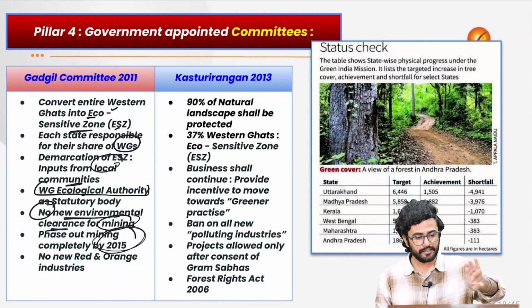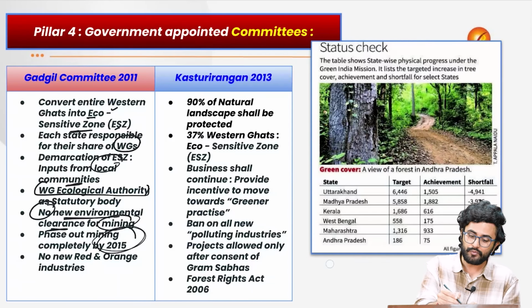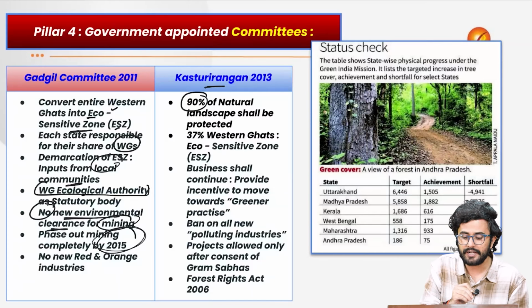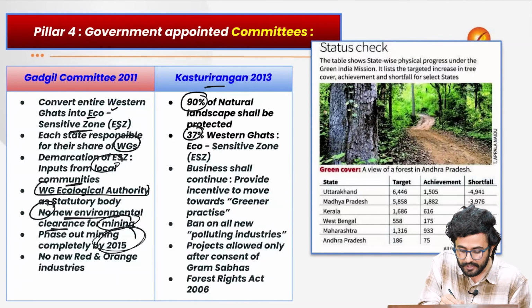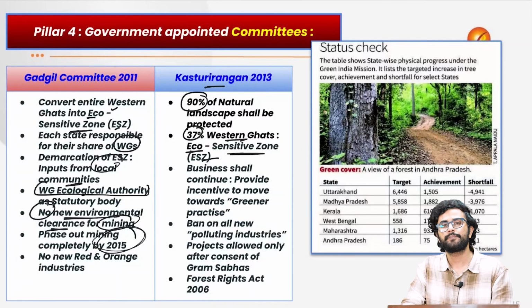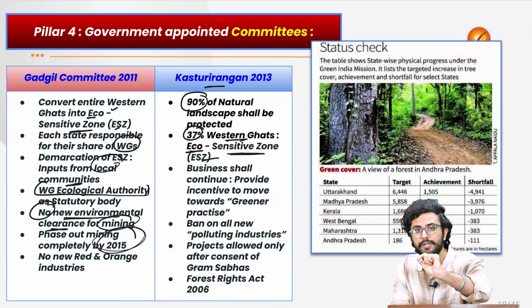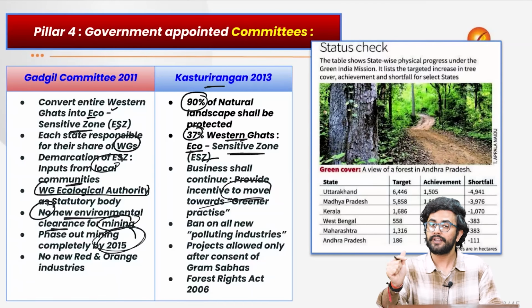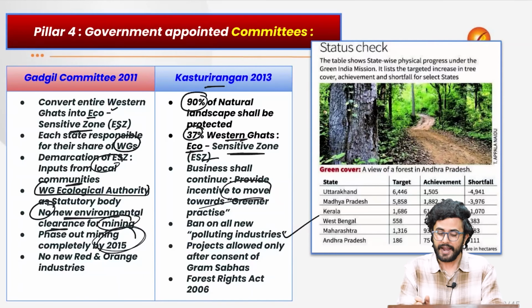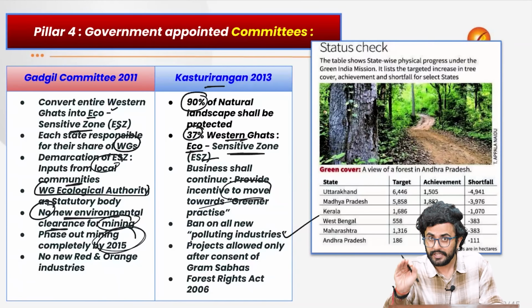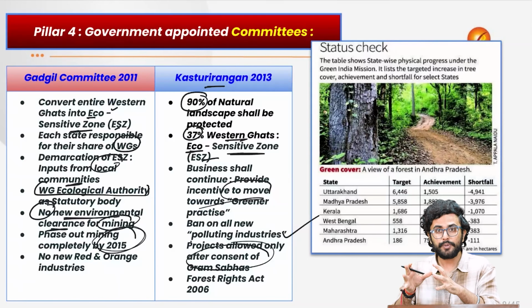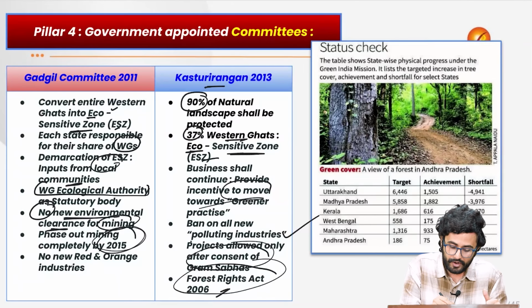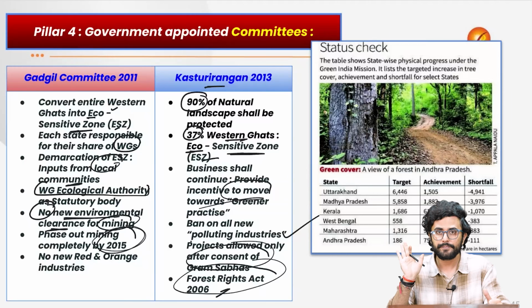So obviously the government rejected the report of the Gadgil committee and appointed another committee, the Kasturirangan committee. The Kasturirangan committee suggested that there shall be preservation of at least 90% of the natural landscape, and we will declare 37% of the Western Ghat as eco-sensitive zone. The business will continue, but the idea is that over a period of time, these businesses shall adopt greener practices. A new polluting industry will not be allowed in the region of the Western Ghat. And the projects which are allowed will be created only after the consent of the Gram Sabha, and the rights of the tribal people already inhabiting this forest region over minor forest produce under the Forest Rights Act 2006 will be addressed.